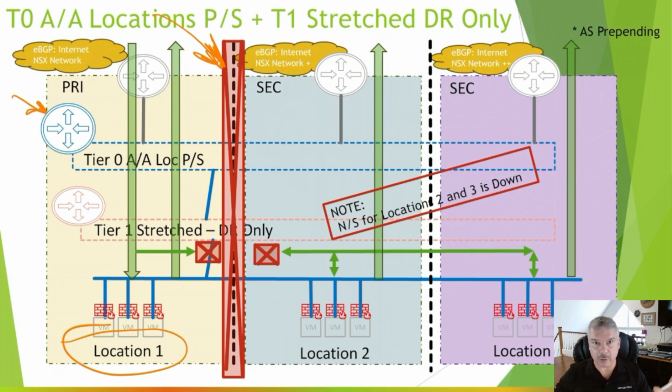Data flows in and out of location 1. Everybody's happy still at location 1. The internet still sees the blue network via location 1. So traffic's going to come into the blue network via location 1. The problem comes into locations 2 and 3.